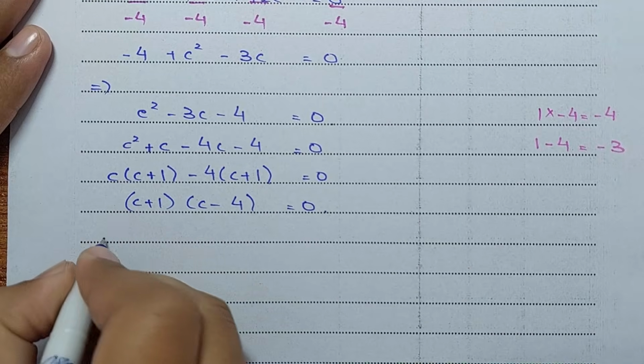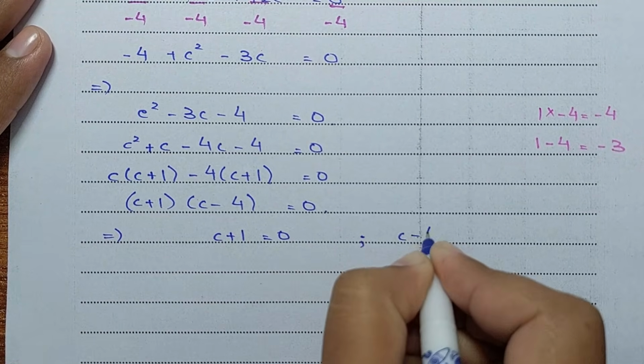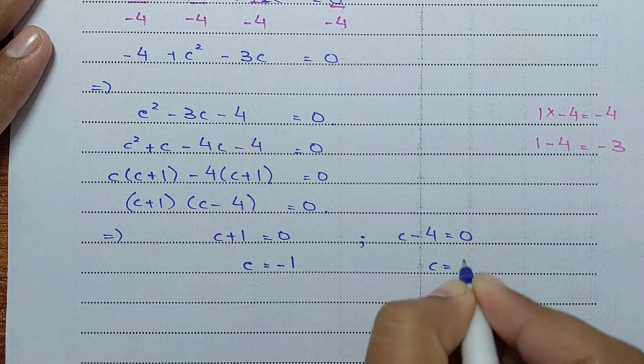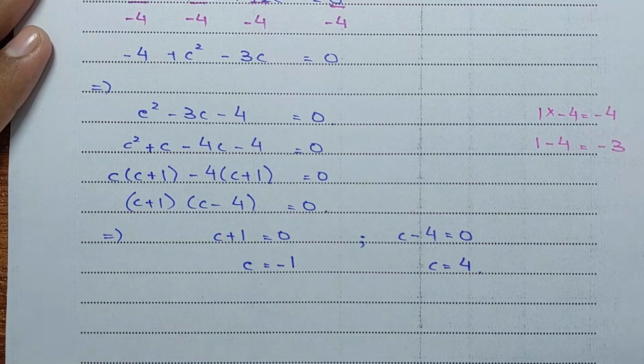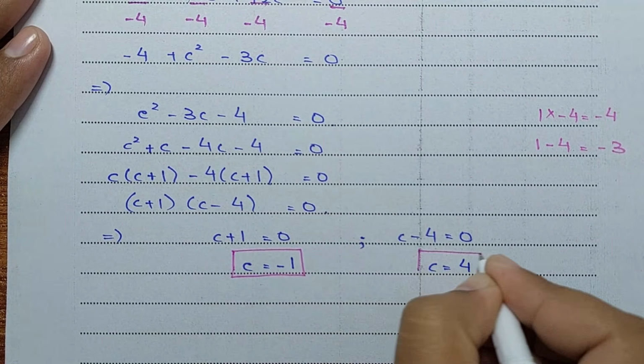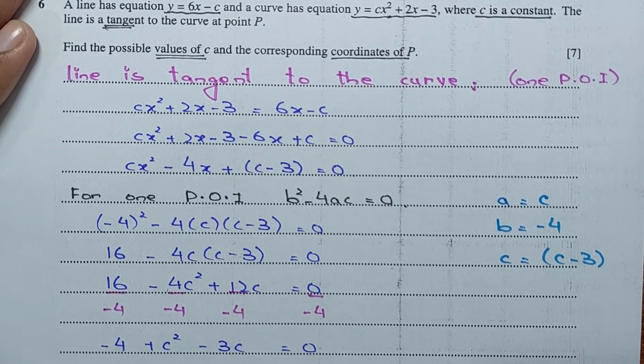Now both factors are separately equals to 0. C plus 1 equals to 0 and c minus 4 equals to 0. Now the two possible values of c are negative 1 and positive 4. These are the two possible values of c. C is negative 1 and c equals to 4, right? Okay, now we have done with the two possible values of c.